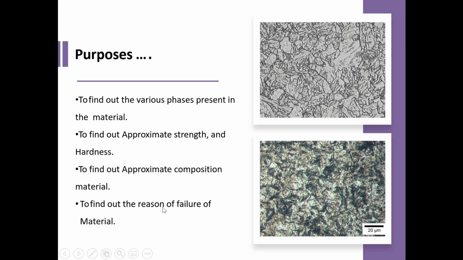To find out the reason for failure of a material: sometimes the composition may alter, and that may lead to failure of the material. The change in composition which is not as per the requirement can be observed by using this microscopic examination.